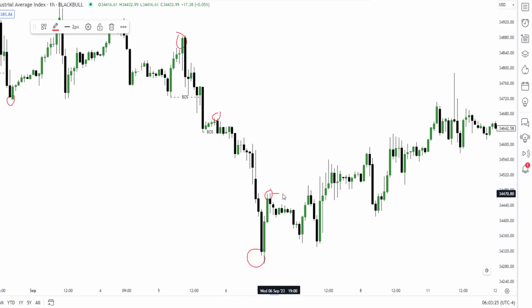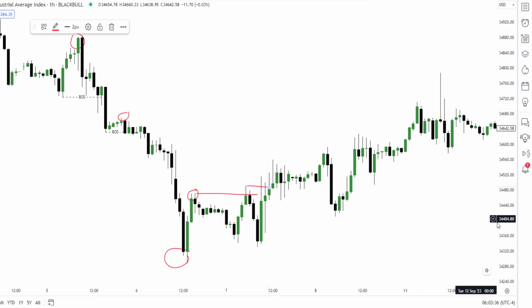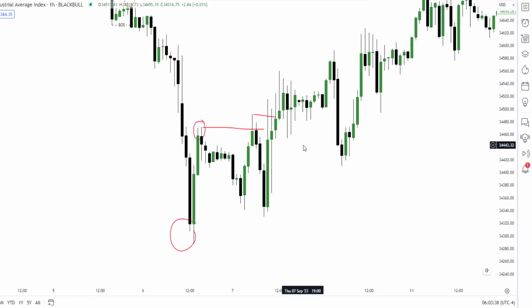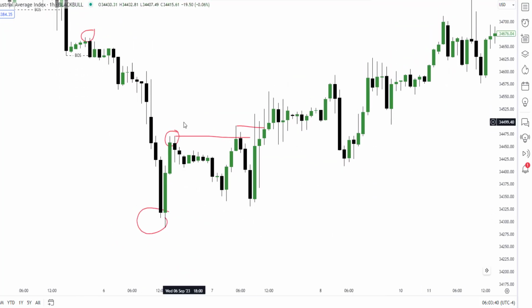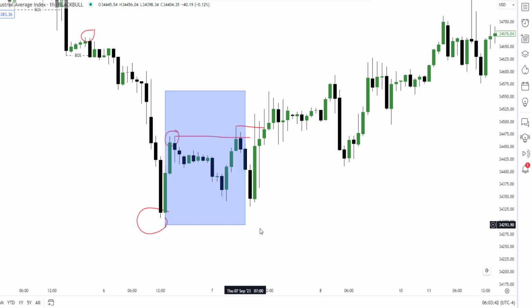Did we break above it? No, we did not break above it. So we have another retracement. Now we have a shift in market structure. Every time you close above the lower high, you will have a shift in market structure.